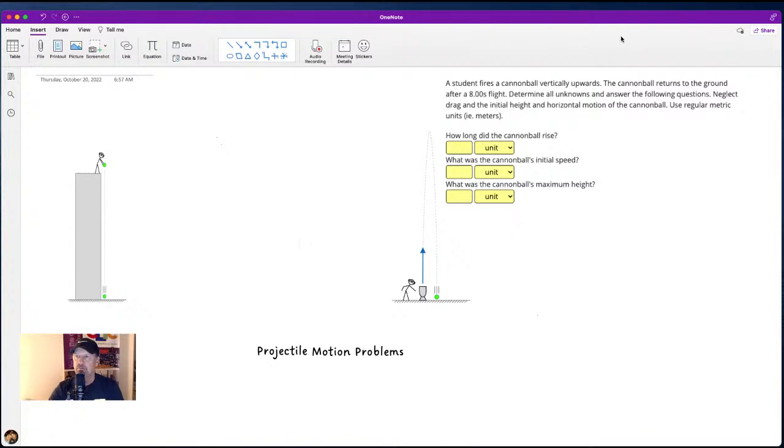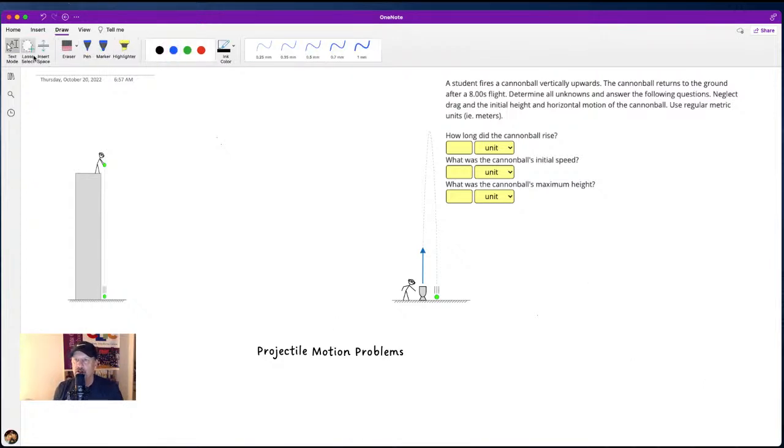Student fires a cannonball vertically upward, and the cannonball returns to the ground after an 8-second flight. Determine all the unknowns and answer the following questions. Neglect drag and the initial height and horizontal motion of the cannonball. So using a regular metric measurement, we're using meters and meters per second, etc.